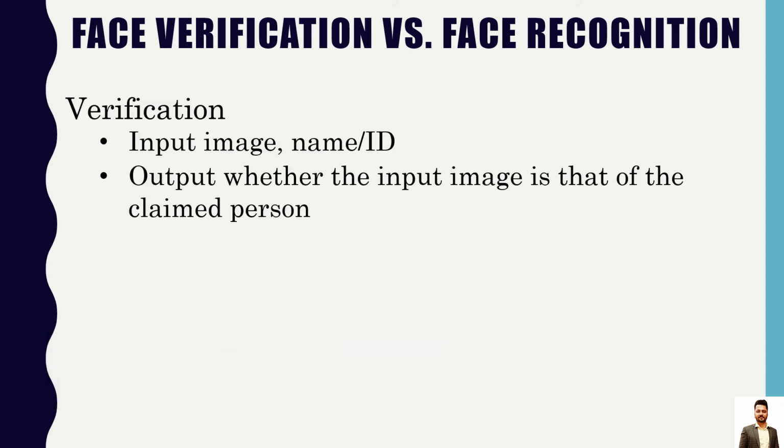Now what is verification? You have the input image and also you have the name or the ID of the person. So you have two things and you have to output whether the input image is that of the claimed person. How can that be done? Because you have the ID or the name of that person, you can go back to the database and inside that name or ID you can match your input image with all the faces inside that folder. You might have one image in that folder, you might have five or maybe hundreds of images of that person. You have to match and be very sure that yes, that face is matching.